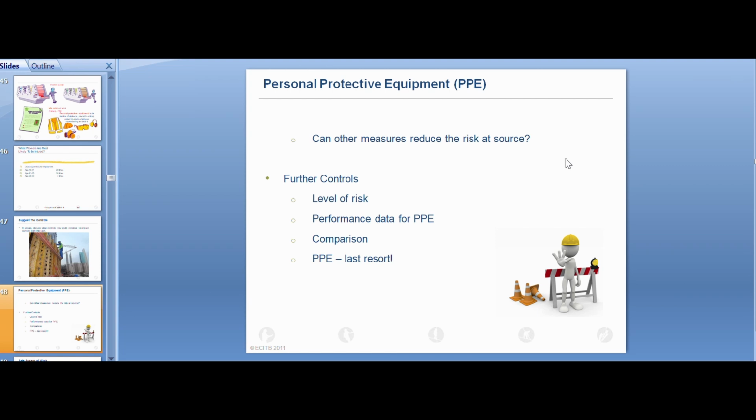Personal protective equipment, as we discussed already before. Can other measures reduce the risk source? Like in the risk matrix, we saw that between 1 to 2 the risk value will never come to 0. So whatever remains, 1 or 2, which was acceptable, we have to cover with our PPE. Further control level of the risk, performance data for the PPE, and then the PPE register.